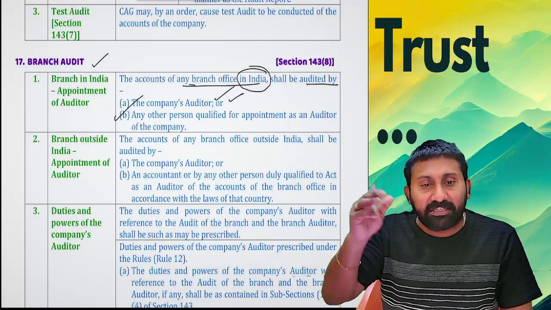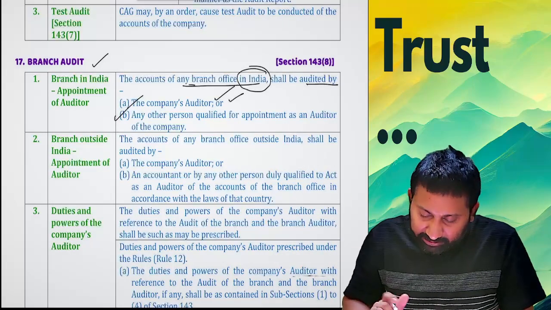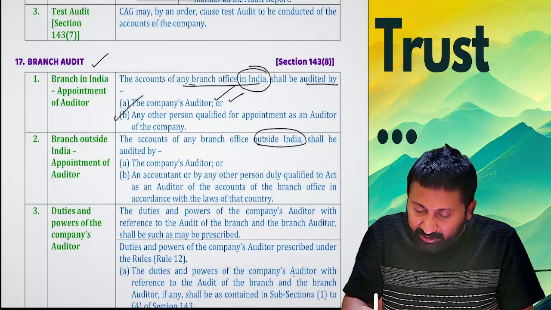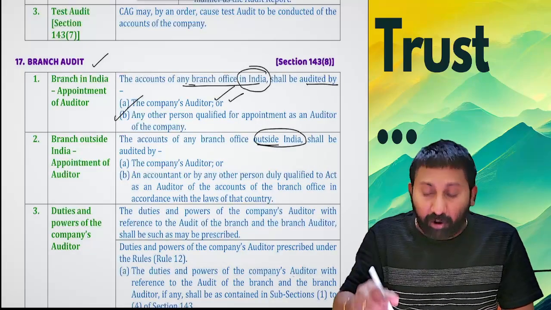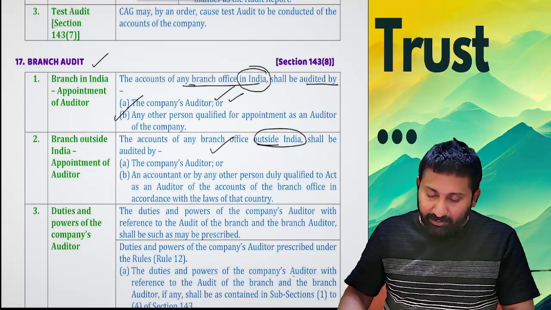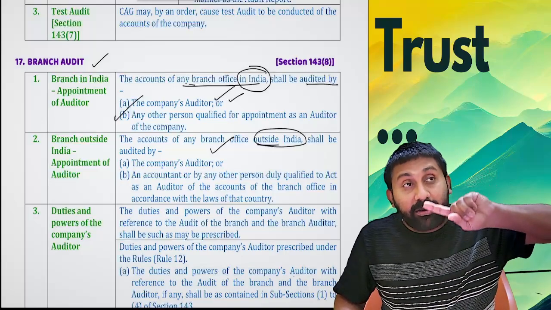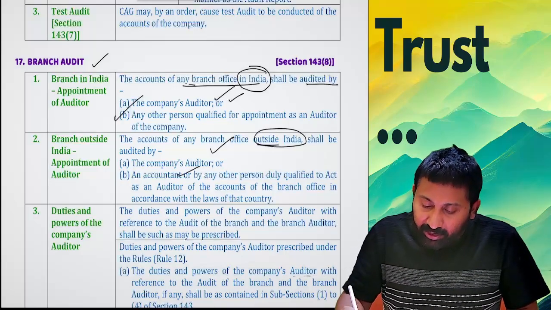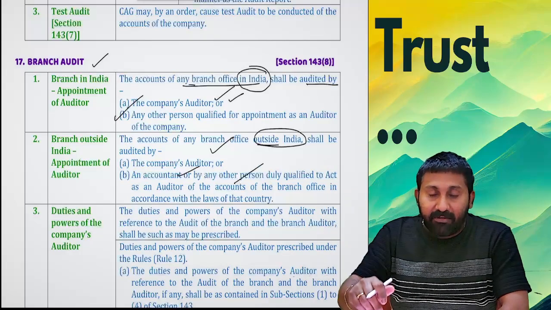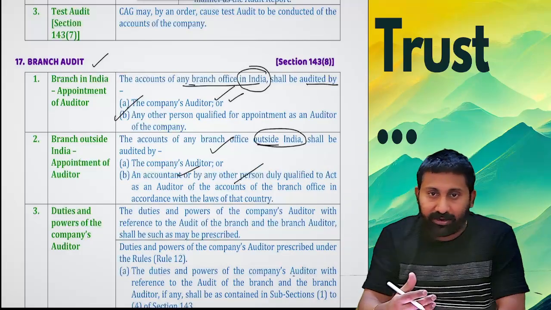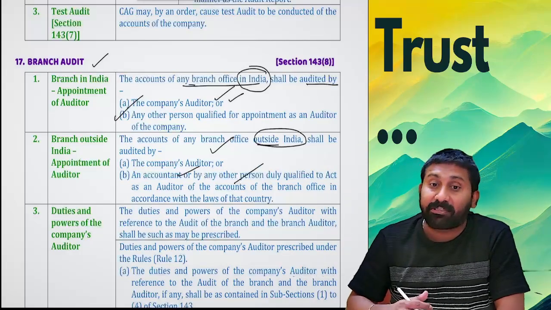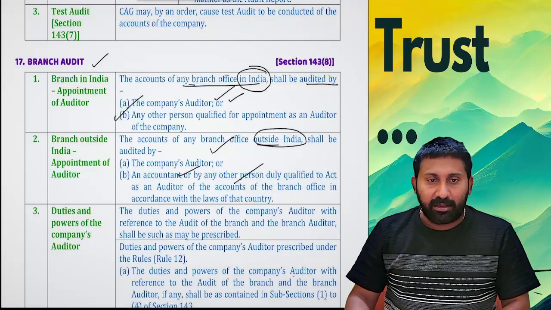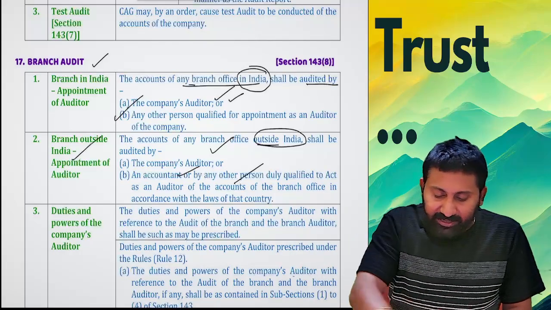Sir, if the branch is outside India, then what is my situation? If the branch is situated outside India, it can be audited either by the company's auditor, or according to the law of that country, by any accountant or chartered accountant type. For example, in India we call chartered accountant, in USA we don't call chartered accountant, we call CPA. That fellow can do the audit of that particular branch outside India.